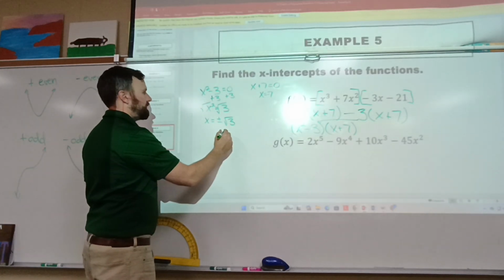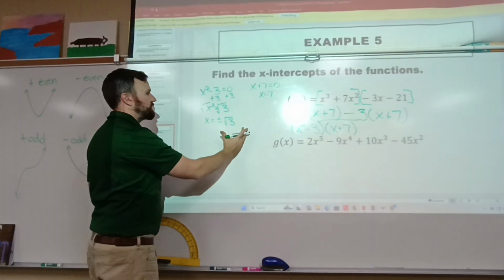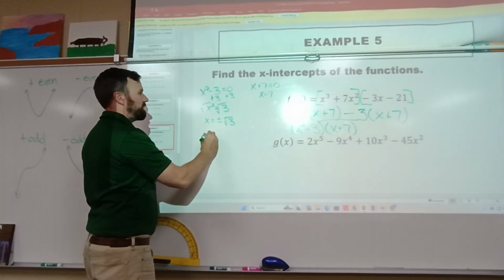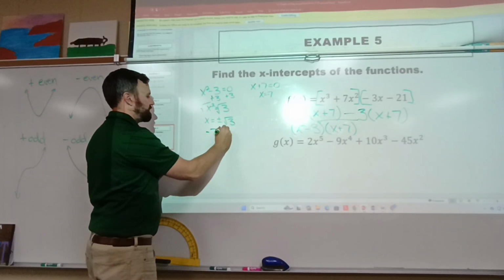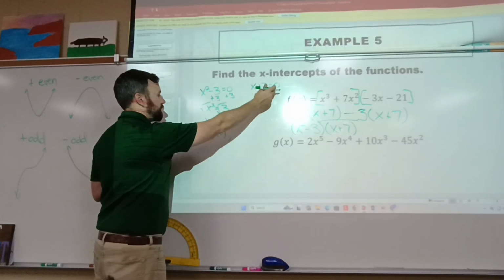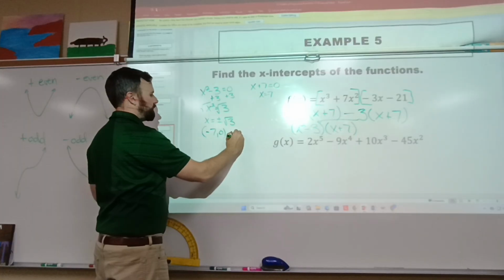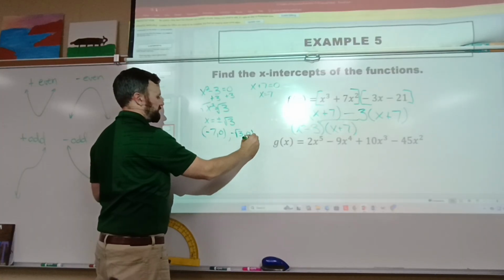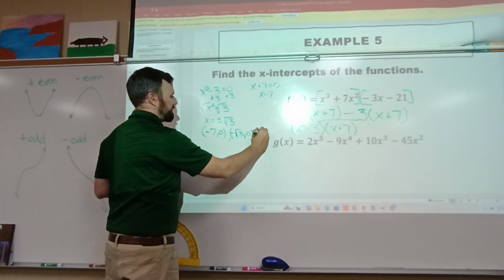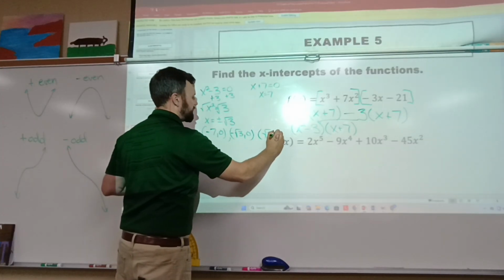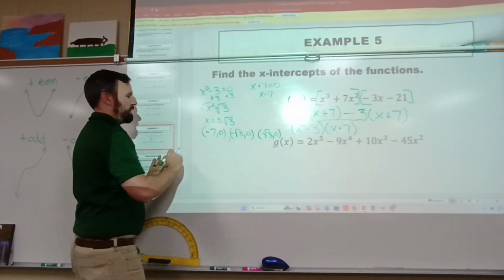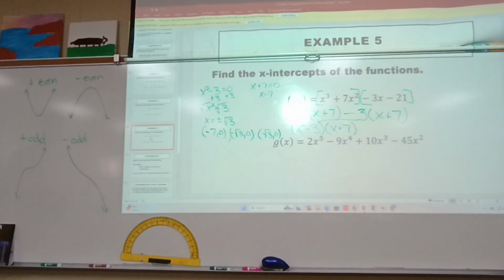So how many zeros do I actually have? A lot. I have -7, 0 from this one. And then I have -√3, 0 from this, positive root 3, 0 from that. Okay? There's one of these on the homework set.